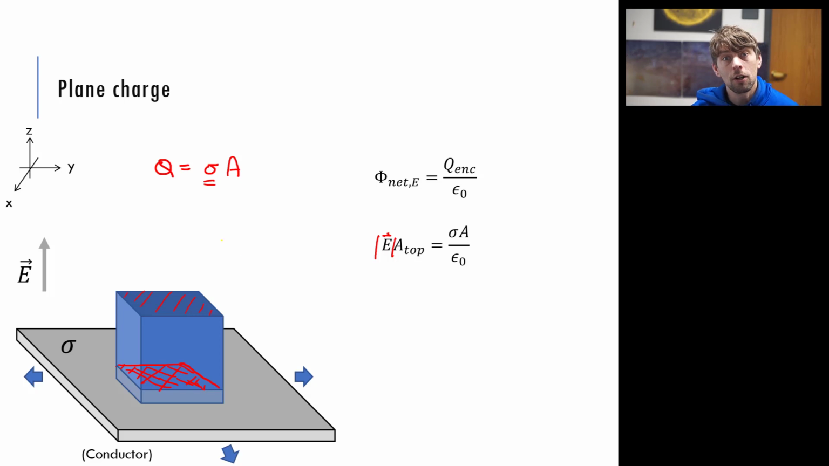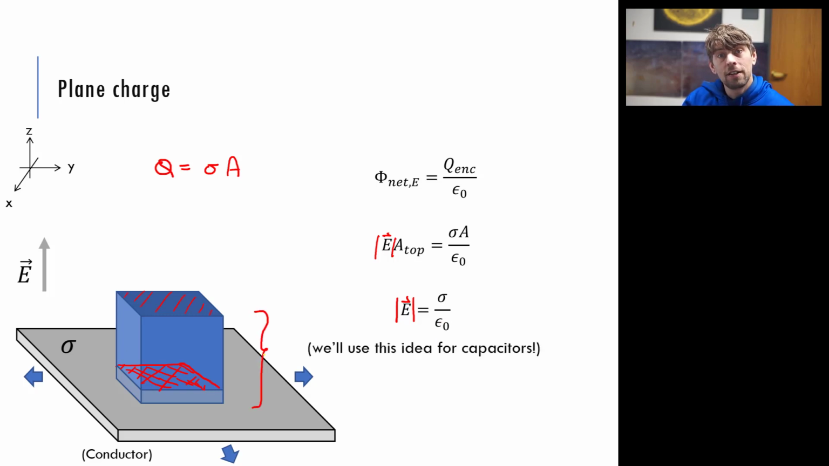So the enclosed charge, I can write as the surface charge density of the conducting plane times the area. Again, the area for the top is the same as the area that intersects the plane. And so I have a goody-goody moment. The areas cancel. And what I'm left with is that the magnitude of the electric field due to an infinite conducting plane is simply the surface charge density divided by epsilon naught. We will use this idea. Again, this idea will be very helpful when we start dealing with capacitors.